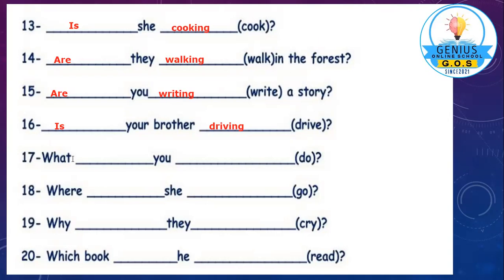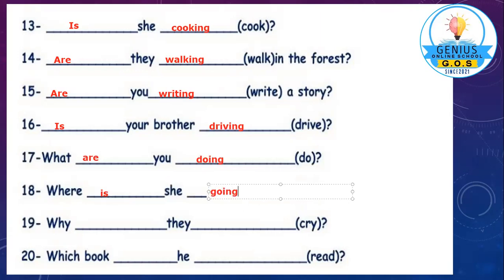Rahf, number 17. Okay. Same idea. What? We add, again, what, verb to be. What are you doing? Excellent. What are you doing? Sarah, number 18. Where is she going? Excellent. Where is she going?